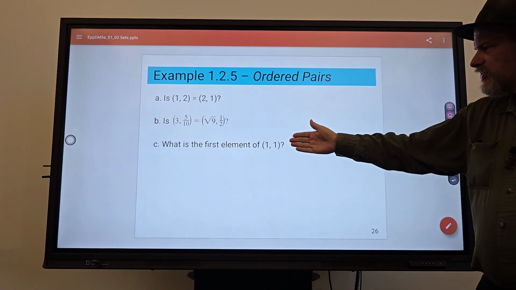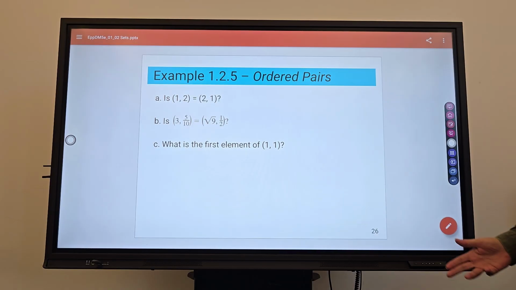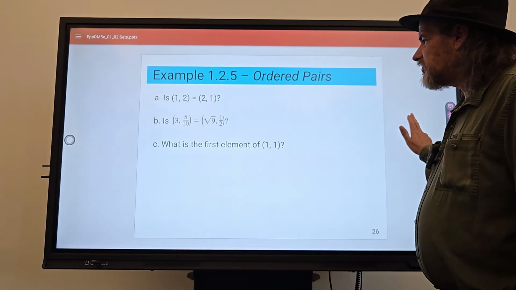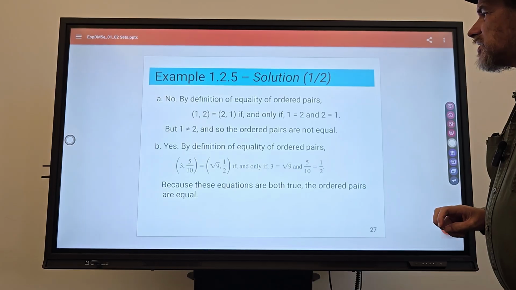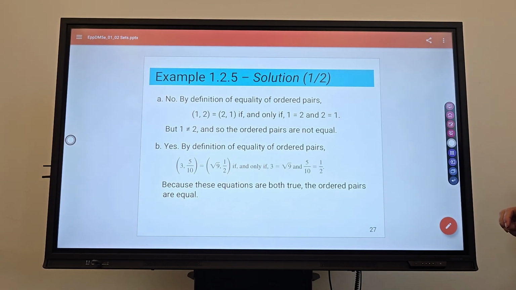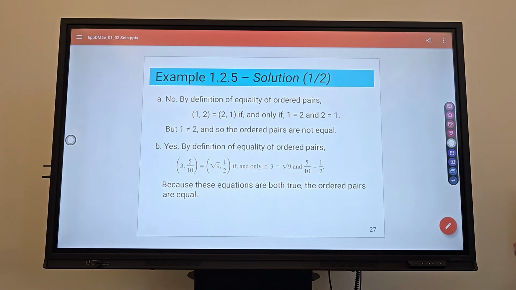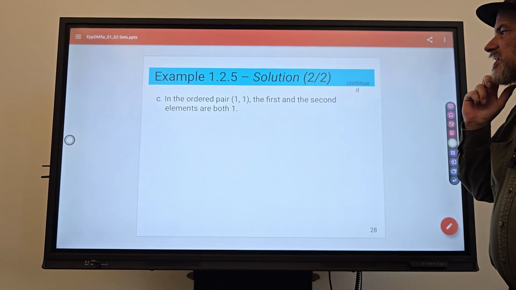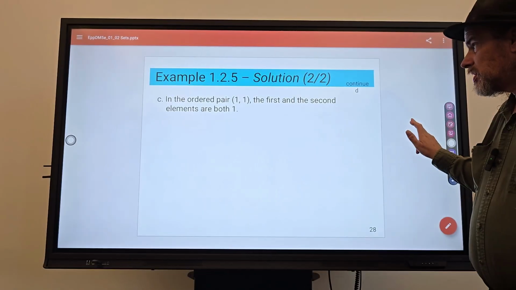Why this silly question is in there is, what's the first element of (1, 1)? 1. They're both 1. So why? Anyway, kind of a silly question in there. So no for the first one, yes for the second one, for equality. And yeah, the first and second elements are both 1.